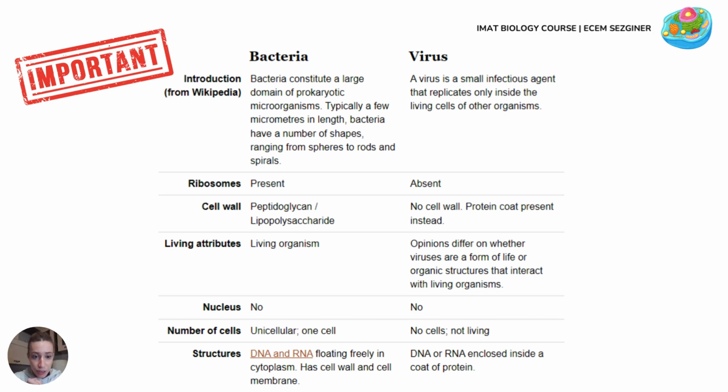None of them have a nucleus. The number of cells can vary. Usually bacteria are unicellular, and viruses do not have cells to begin with. And for the structures, bacteria can have DNA and RNA. Again, the genetic material is naked, so it's not protected with a protein shield, but they have DNA or RNA. And the DNA or RNA of the virus is enclosed inside a coat of protein that we just learned about.